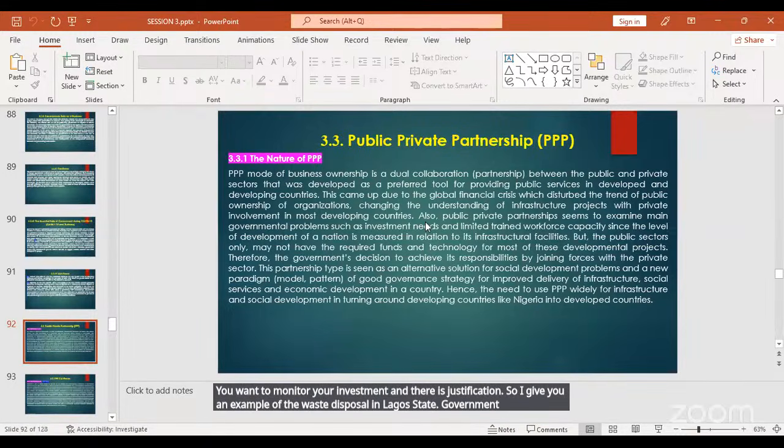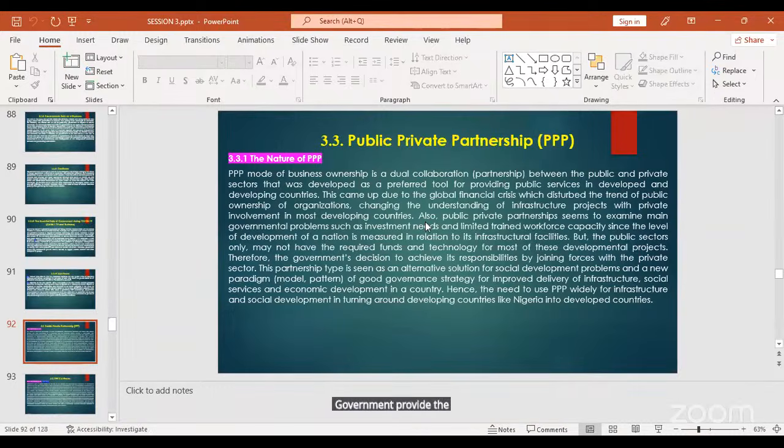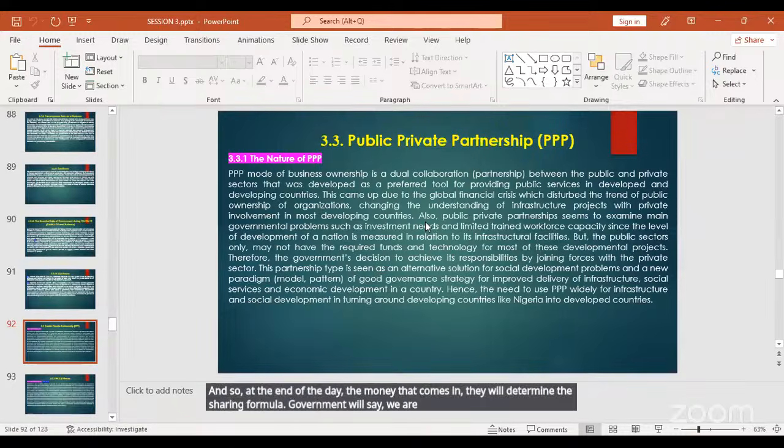Government provides the road, government provides the dump site. And so government allows individuals to make arrangements to deploy vehicles that will evacuate those wastes. When they evacuate those wastes, the money should be paid into recommended accounts. The private individuals will ensure that each household is captured. And so at the end of the day, the money that comes in, they will determine the sharing formula. Government will say, we are the ones who have all the roads you are using.